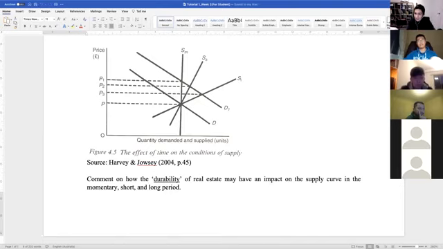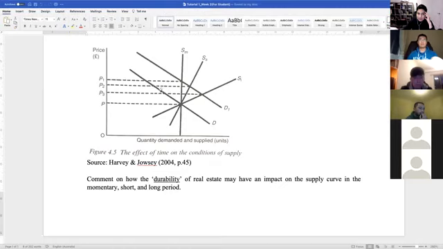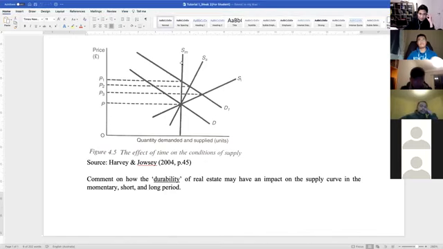Any other thoughts? Anyone else wants to share their views? How will durability impact the response that the property market gives to an increase in demand? So would you think the supply curve shifts left and right momentarily? I would think that it will change slope rather than shifting right or left.